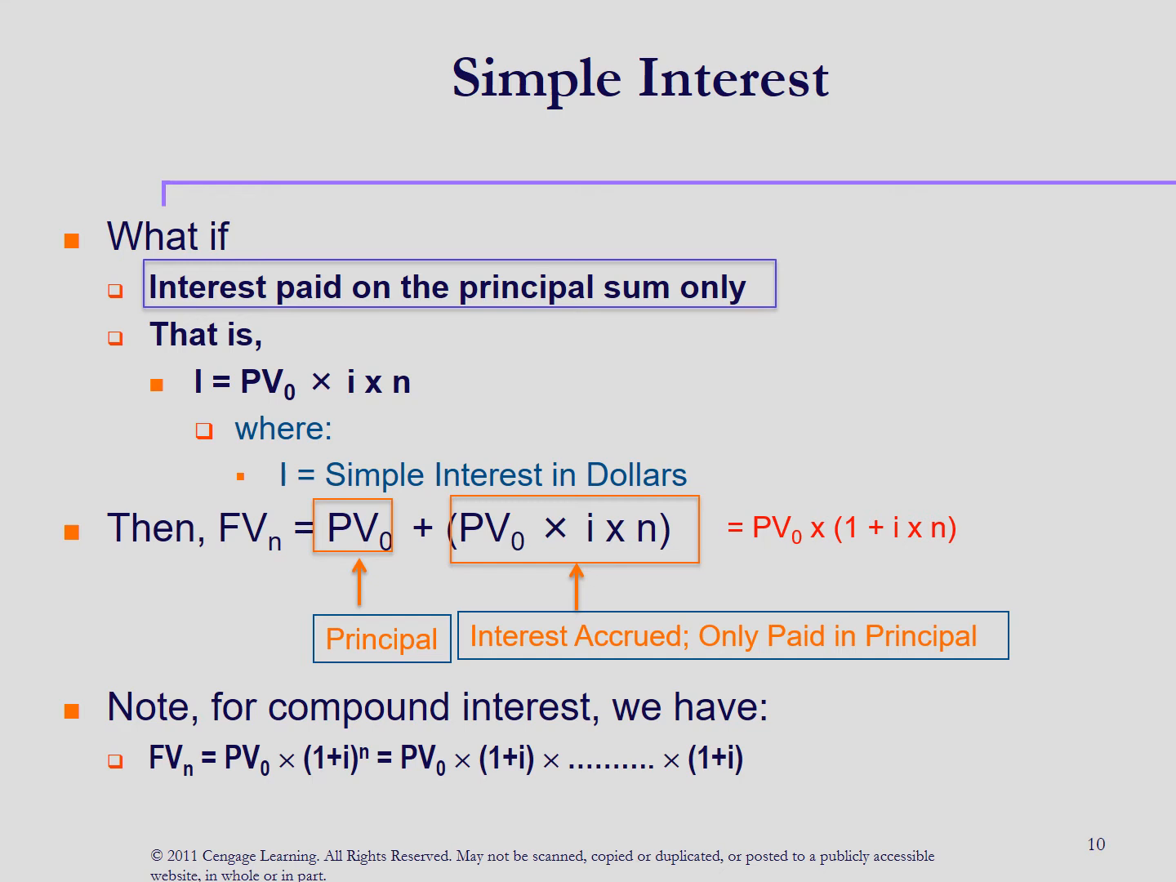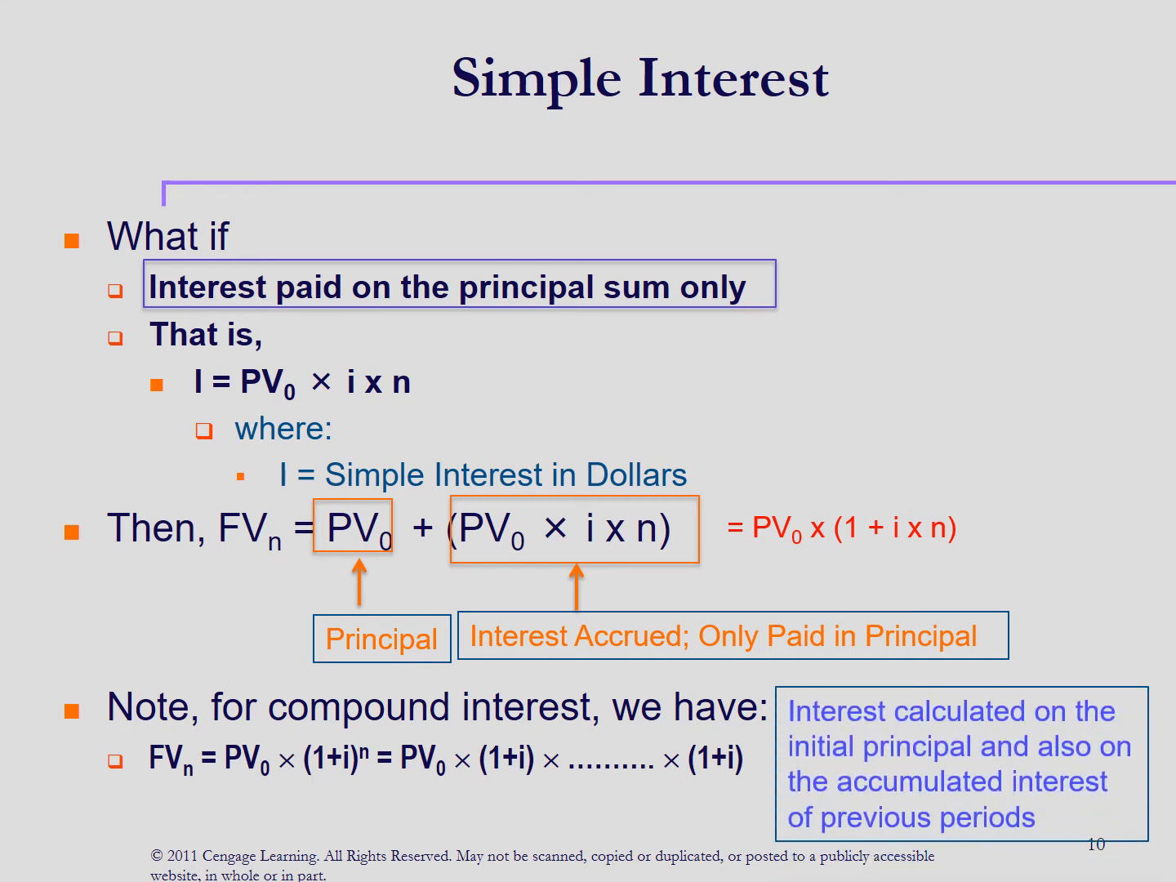Note, for the compound interest, interest is calculated on the initial principal and also on the accumulated interest of previous periods. So the future value at the end of period n is equal to the present value today times 1 plus interest rate raised to power n.